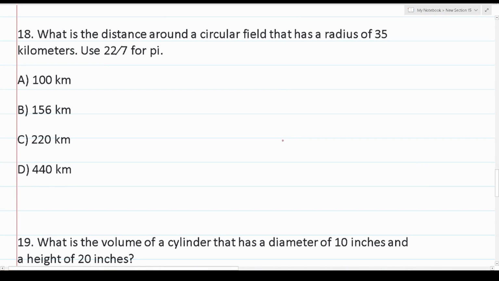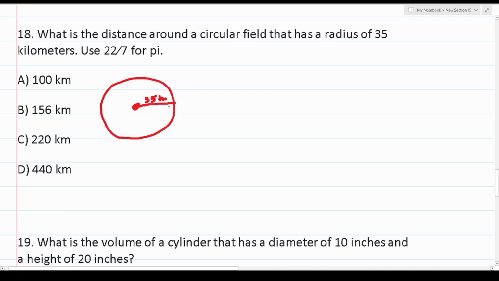All right, number 18 says, what is the distance around a circular field that has a radius of 35 kilometers? Use 22 over 7 for pi. Okay, so we're dealing with a circular field here, and we know its radius is 35 kilometers. Radius is the distance from the center point of the circle to one edge of the circle. So in other words, this distance right here is 35 kilometers.